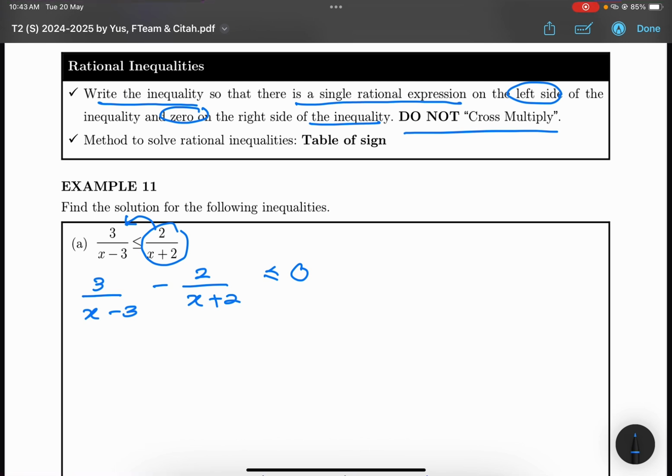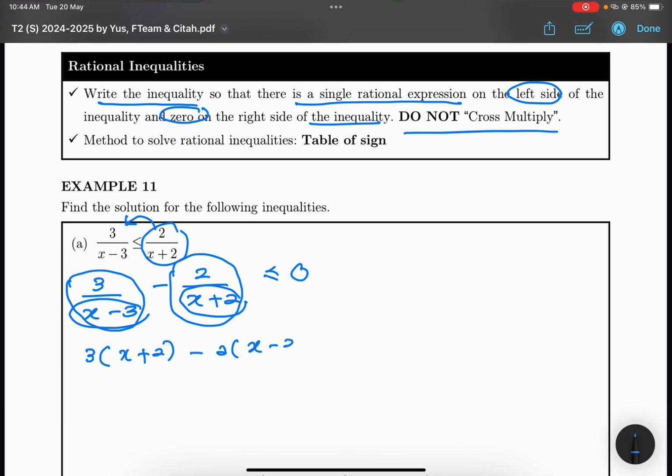Okay, alright, so sekarang bila kita dah dalam keadaan macam ni, kita ada dua pecahan, we need to equalize the denominator. So macam mana nak equalize the denominator? Simple sahaja. This rational multiply with this factor, and sama juga rational yang sebelah sini akan dimultiply with this factor. Okay, so 3 times x plus 2 minus 2 times x minus 3. So now the denominator dah sama, so kita perlu salin sahaja kedua-dua factor. You don't have to multiply the factor dekat denominator.